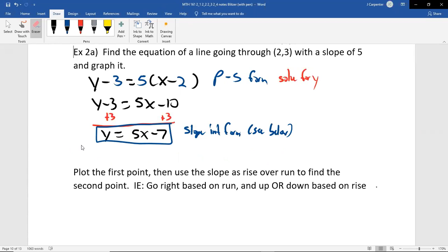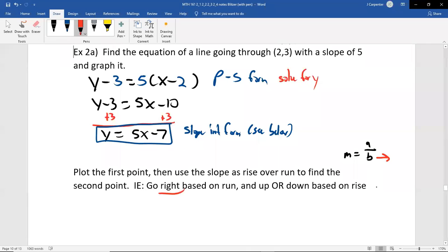All right, so plot the first point, then use the slope as rise over run. Remember, rise tells you how far up or down you're going, run tells you how far right you're going. There is no left. So you'll go right based on the run. So if your slope is, let's say, what letters do I want to use? A and B are fine, A over B. The bottom number tells you how far right you're going to go. You go right based on the run, which is the B. Remember, it's rise over run. Notice it says right. There's no left in this sentence. You never, ever go left.